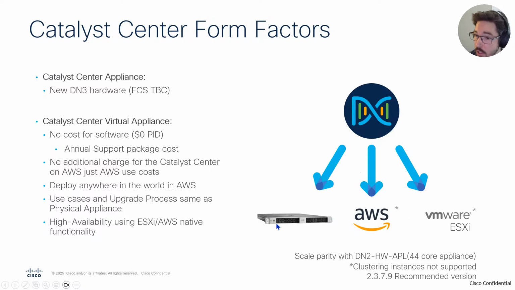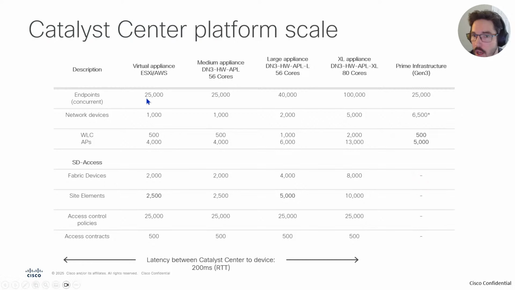But for now, we have our actual physical Catalyst Center appliance. It's supported in AWS as well, so you can deploy Catalyst Center there as an instance. And then we have our VMware ESXi, where it'll be deployed as a virtual instance as well. So you have multiple methods to deploy Catalyst Center. Currently, 2.3.7.9 is the recommended version for Catalyst Center, and 3.x is going to be released very, very soon.